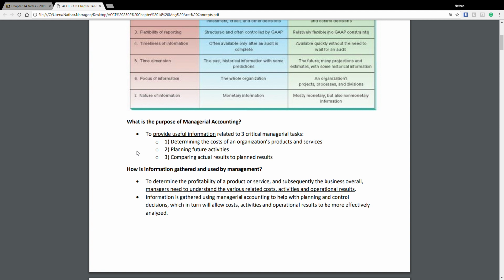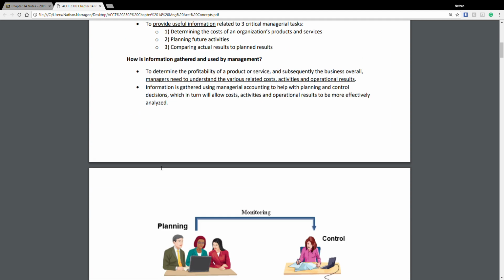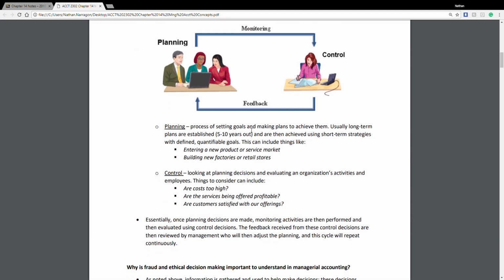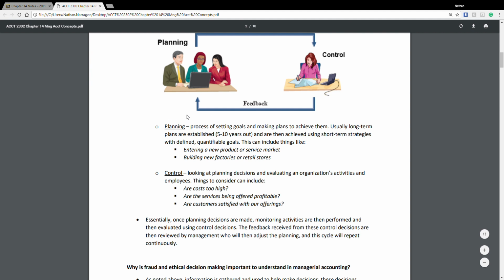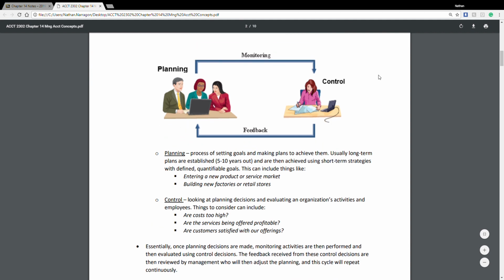This course is basically an introduction to another course that's offered in cost accounting. Cost accounting goes into so much more depth. It is crazy. So here we go. Graphic: it's a big old circle of managerial accounting. One, we have planning. Then we have control, feedback, monitoring, and it keeps going on and on.